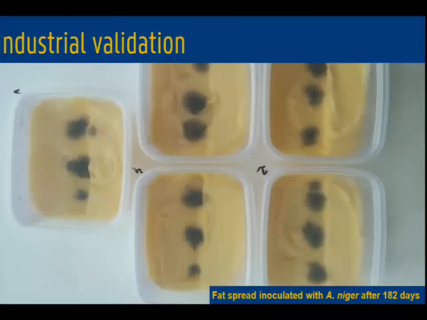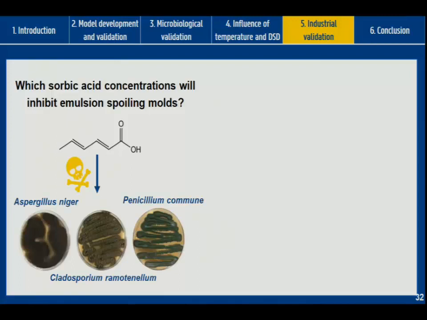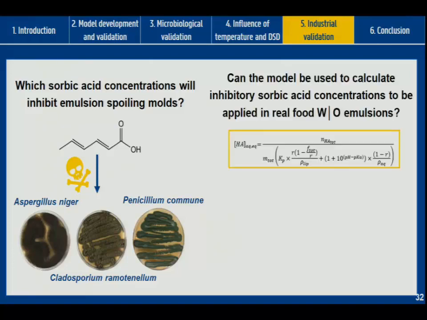Lastly, we wanted to perform an industrial validation. Again, does our model work in the industry? How did we do this? First, we wanted to know which sorbic acid concentrations will inhibit emulsion spoiling molds. These are the 3 molds that we chose because they were isolated from spoiled products: Aspergillus niger, Cladosporium ramotenellum, and Penicillium commune. Second, we wanted to know, can the model be used to calculate inhibitory sorbic acid concentrations that will be applied in real food water in oil emulsions?